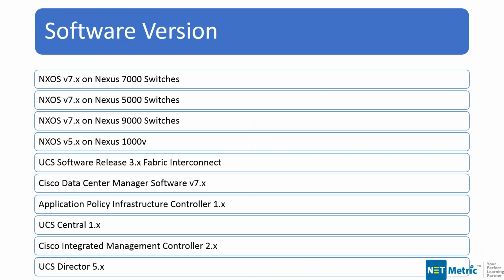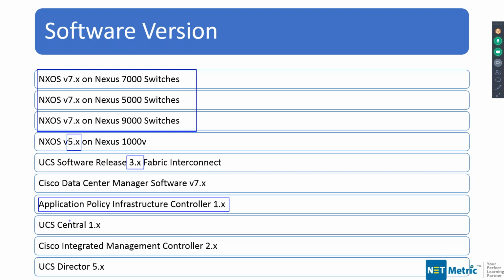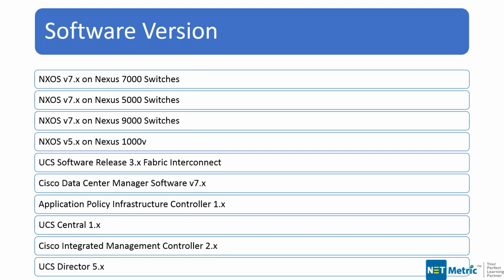So the software versions with respect to the Nexus 7K, 5K as well as 9K are all running 7.x. For 1000V, they have gone to 5.x. Previously, it was 4.x. UCS software release for fabric interconnect, that means UCS will be running on 3.x version. I believe this is 3.1. Cisco Data Center Network Manager software, that is 7.x. APIC for ACI, the version is 1.x. UCS Central for automation and orchestration, 1.x. And CIMC, this is for the C-series servers, right? The version that they are using is 2.x and UCS Director with 5.x. So these are the software versions present in our CCIE lab.